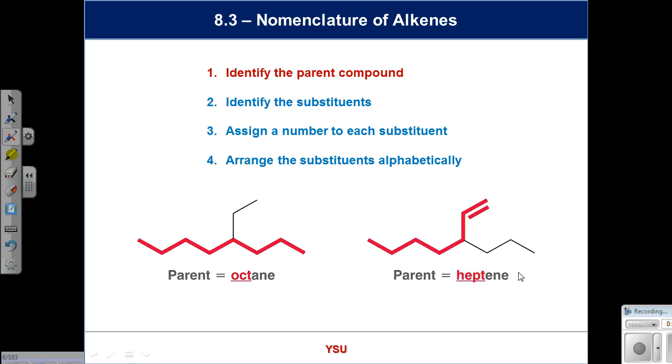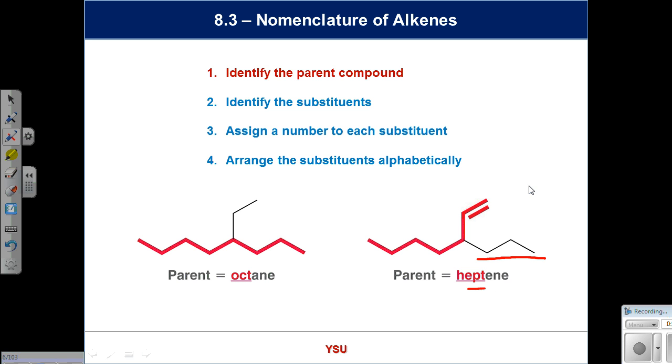Thinking about the rules, identify the parent compound. So in a simple system like this, you want to make sure that alkene is in the parent chain. So everything else becomes a substituent. What would you call this substituent? Let's call it Brian. What do you want to call it? Propyl, thank you. Propyl is more appropriate.